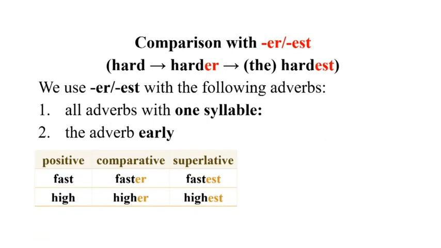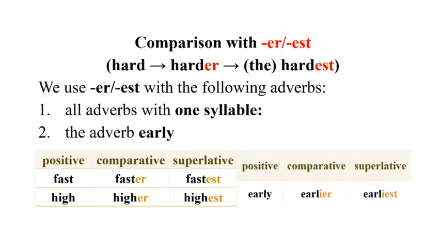Pa sad vidite ovo. Fast, faster, the fastest. High, higher, the highest. Potpuno logično, kao sa pridevima. Early, earlier, earliest. Šta je razlika? Y, koja je prešla u I, E, R. Okay?